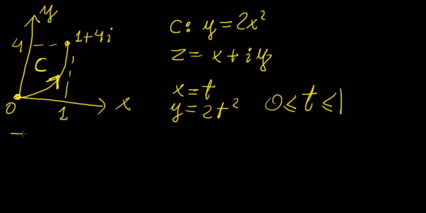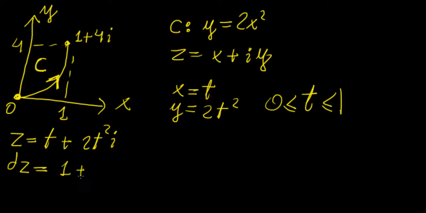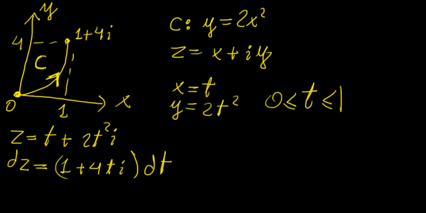Let's define z as t plus 2t squared times i, and then our element of integration dz is equal to the following. So that's going to be 1 plus 4t i times dt. So we can now start performing integration.